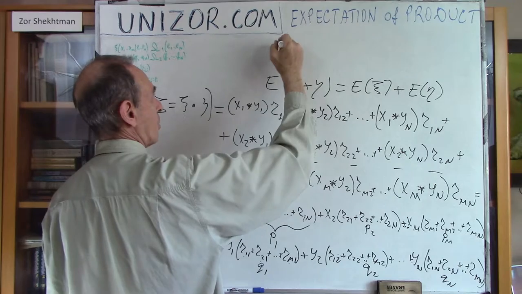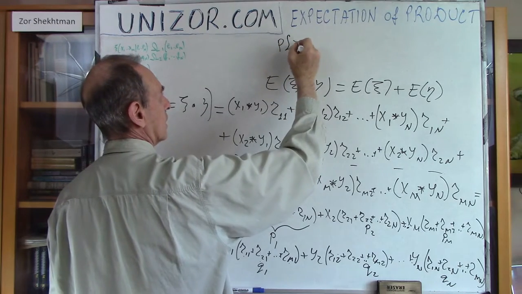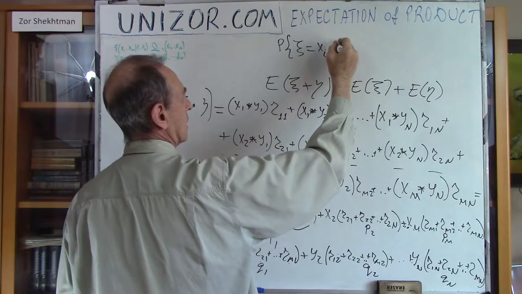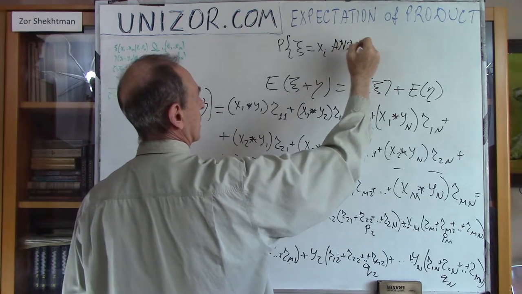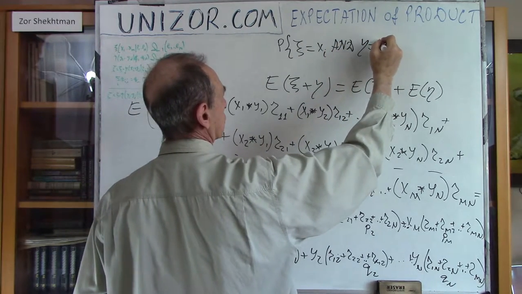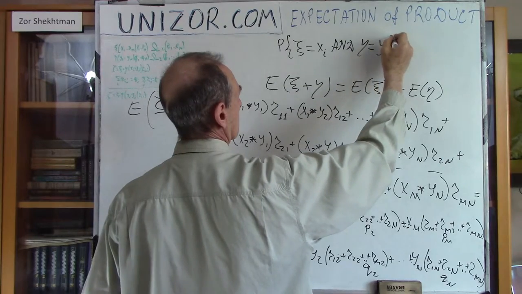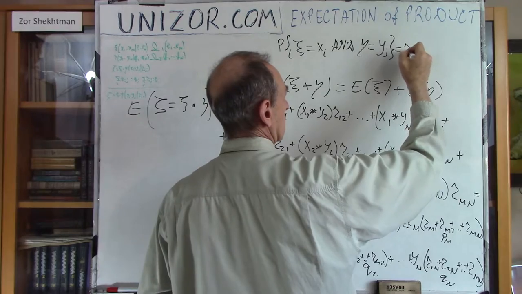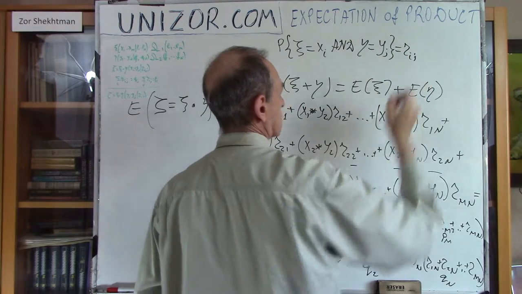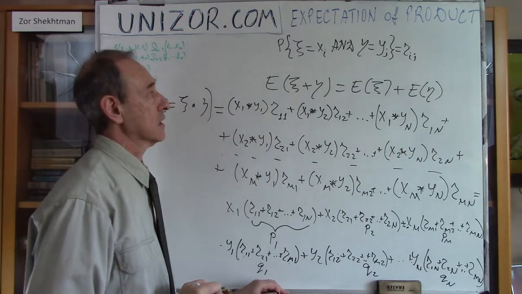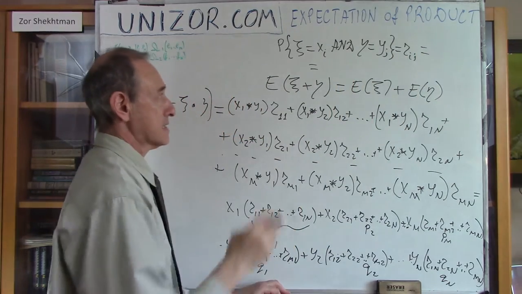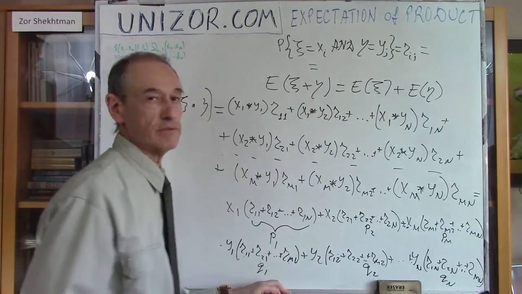Let's say the probability of xi equal to x_i and eta equal to y_j, which I have actually suggested to write like this, equals the probability of the combined events.